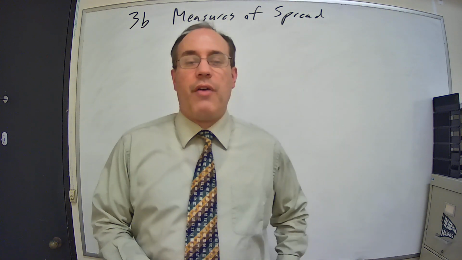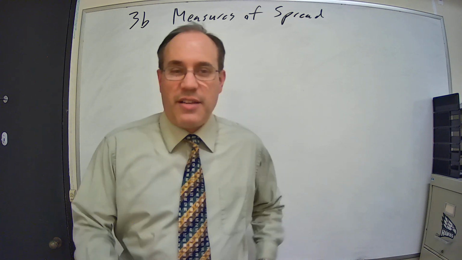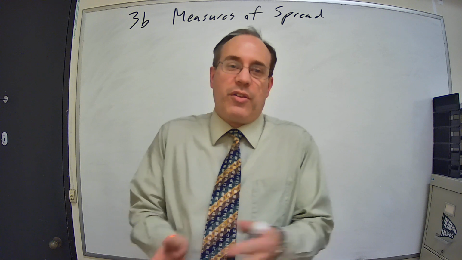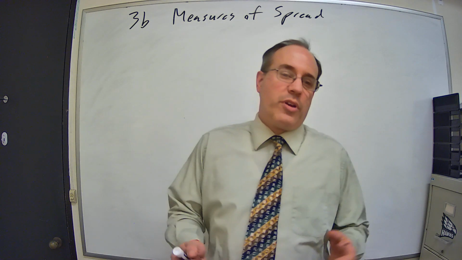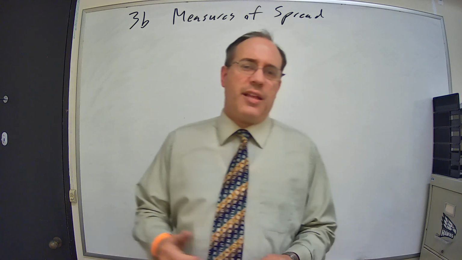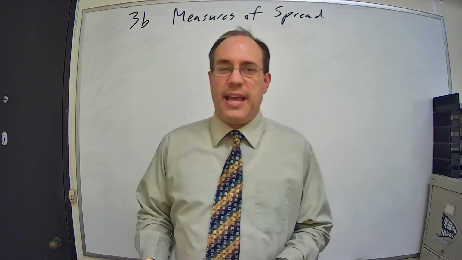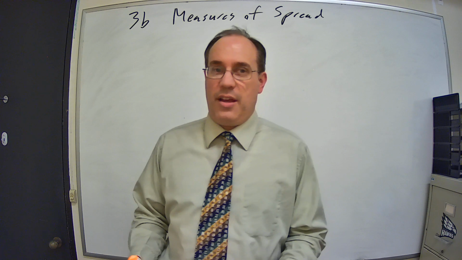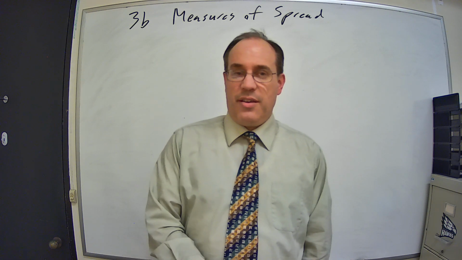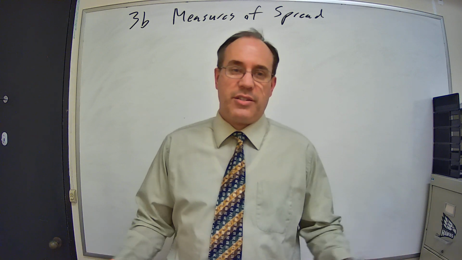3B, measures of spread. Okay, so last video we talked about measures of center, which was where the middle or the center of our data is. Now we're going to look at the spread on it, because it should be pretty obvious to you that there can be different sets of data, very different sets of data, that have the same centers, but very different spread.